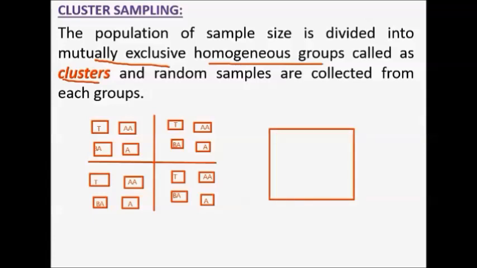Now how will you pick your respondents? For this, you have to choose one of these clusters. Suppose I am selecting this one. So what can you conclude from this group? This group represents the entire sample. So this is the basic difference between cluster sampling and stratified sampling. In stratified sampling, we have mutually inclusive heterogeneous groups. But in cluster sampling, we have mutually exclusive homogeneous groups.